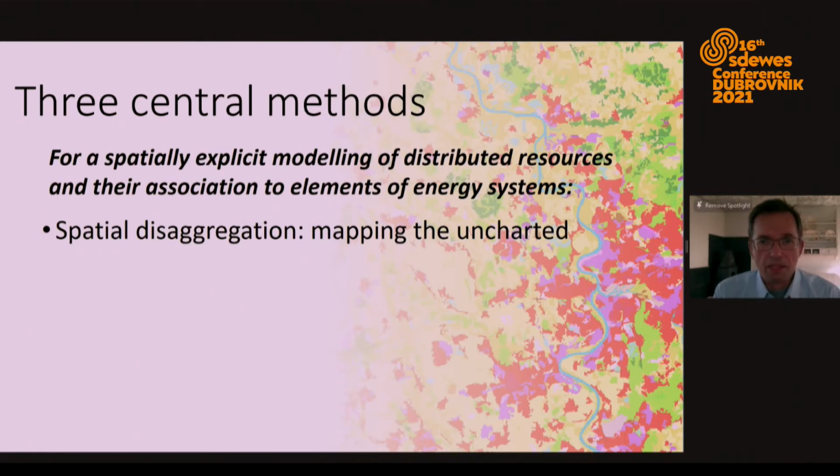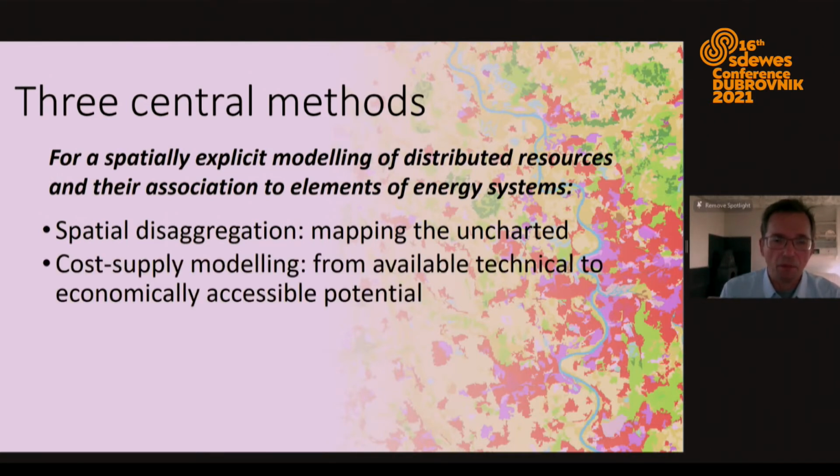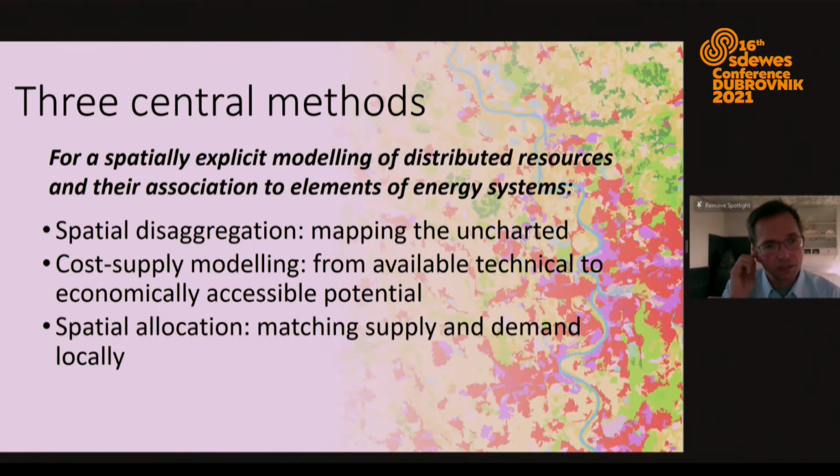That's because it highly depends on a multitude of factors like consumer behavior, settlement patterns, and so on. And we cannot assume that all this has been mapped across the world. Second, we look at cost-supply modeling, where we differentiate between the technically available and the economically, environmentally, etc., accessible potential. This is simply there to say what is feasible right now, what is economically within reach, what is socially and environmentally acceptable. And thirdly, we see methods of spatial allocation where we match supply and demand locally by mapping both things and then using operation research to establish a match.